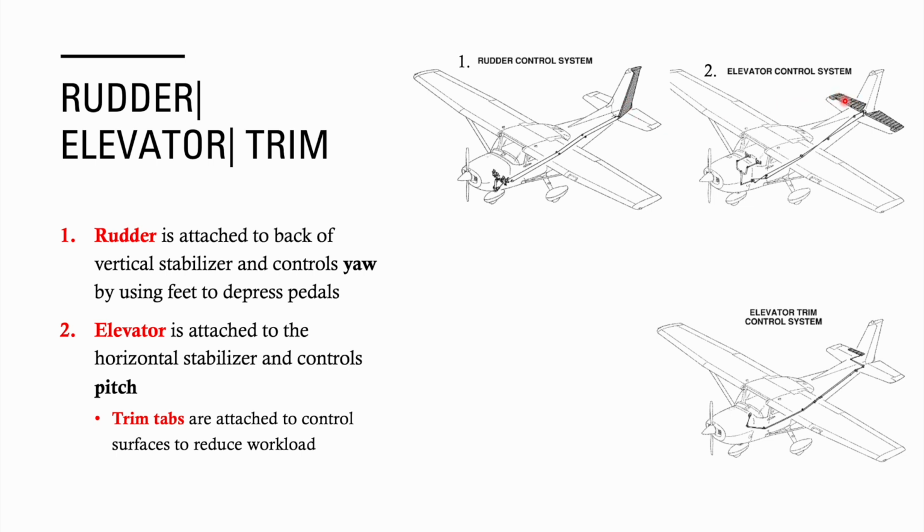Next is the elevator. It's on the horizontal stabilizer right here, and that controls pitch, so that's going to be on the lateral axis. If you push the yoke or pull the yoke like that, it's going to move the tail up or down. So it's going to deflect the elevator this way or this way. If it deflects down like that, it's going to raise the tail, which pushes the nose down. And if you deflect it that way, it's going to push the tail down, which raises the nose. So you notice that just by pulling the yoke up, it deflects these like that and pulls the nose up like that.